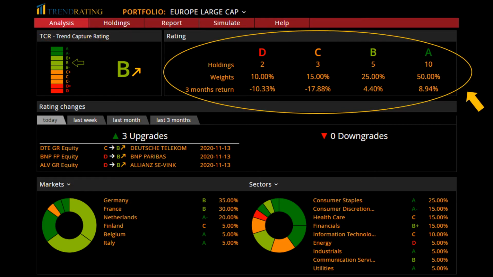The rating distribution. On the top right, you will see the distribution percentage of all the holdings across the 4 ratings grades. The lower the total exposure to stocks rated C and D, the higher the probability is for better returns.